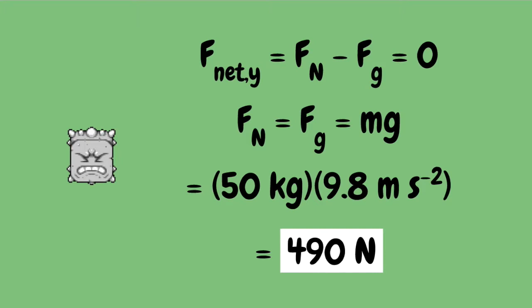F net in the y direction equals the normal force minus gravity, which equals 0 because they cancel each other out, being equal in magnitude. Since we know how to find Fg, we do the calculations to find that our normal force is 490 newtons. Later we can use our normal force to find the force of friction on the thwomp.